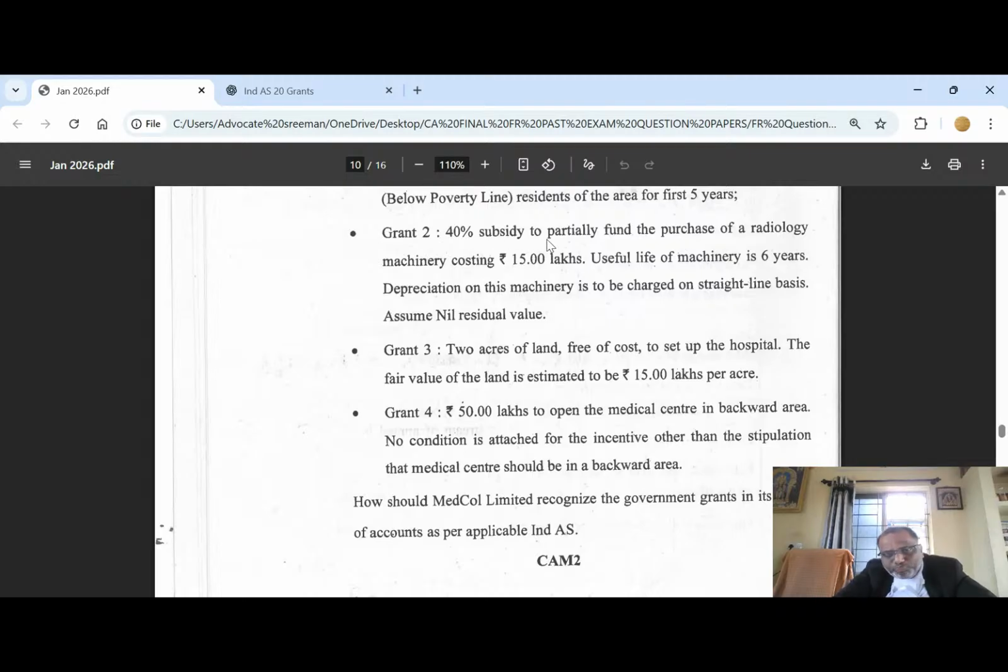The question was given already: 40% subsidy to partially fund the purchase of radiology machinery costing 15 lakh. Useful life of the machinery 6 years. Depreciation is to be charged on straight line basis. Assume nil residual value. Now the 6 lakh divided by 6 years, each year 1 lakh. 15 into 60 percent is equal to 9 lakhs.